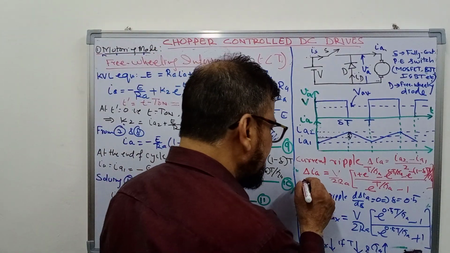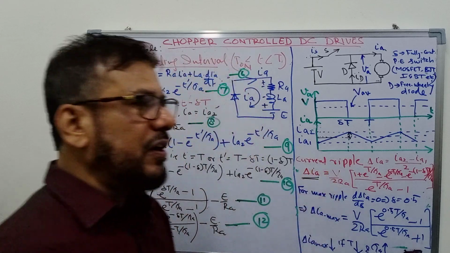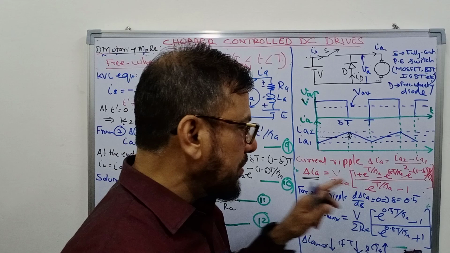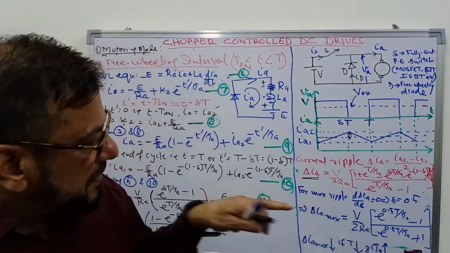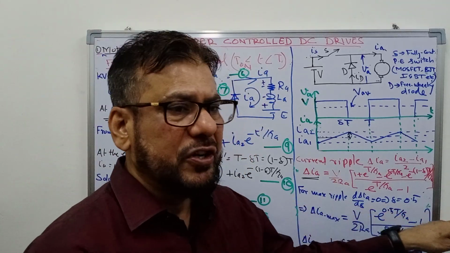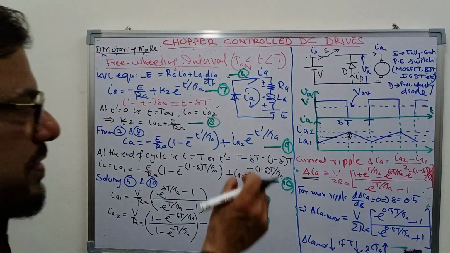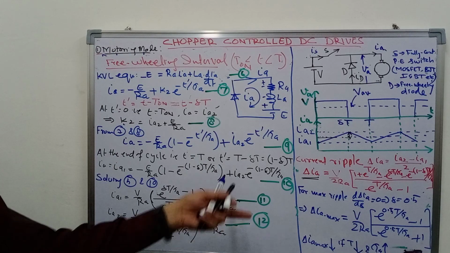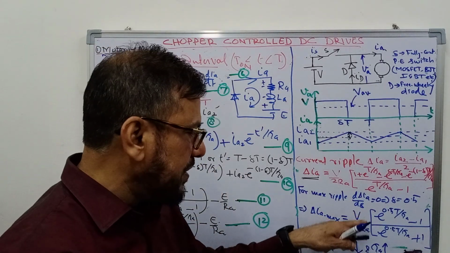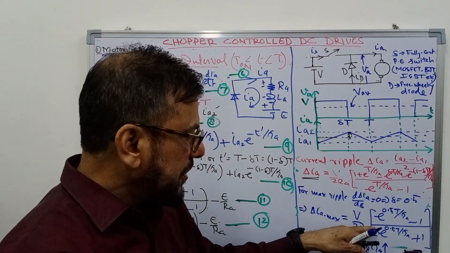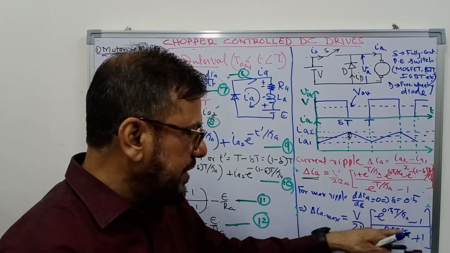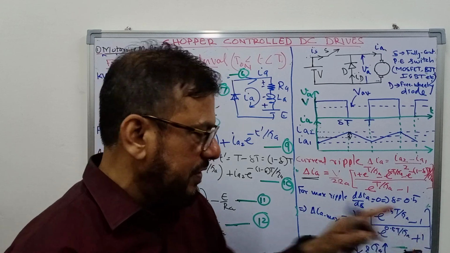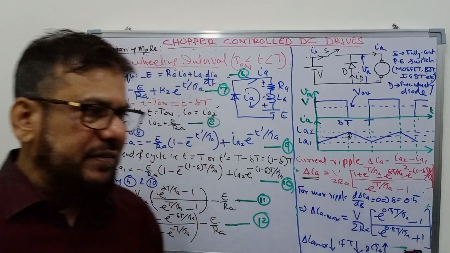Now we have to see what is the maximum value of this current ripple. If you want to find it out, you just differentiate it and equate it to 0. You will find that this will happen when delta equal to 0.5. So when duty ratio is 0.5, in that case the current ripples will be maximum. So that maximum ripple comes out to be V upon 2Ra, e to the power 0.5 t upon tau a minus 1 upon e to the power 0.5 t upon tau a plus 1. So this is the expression for maximum ripple.